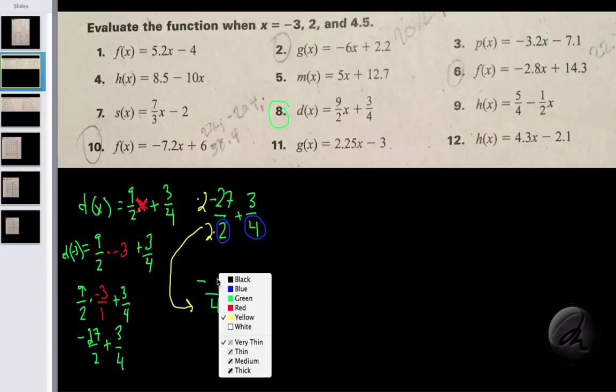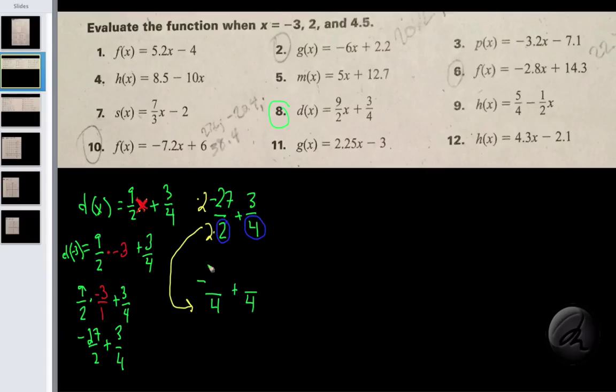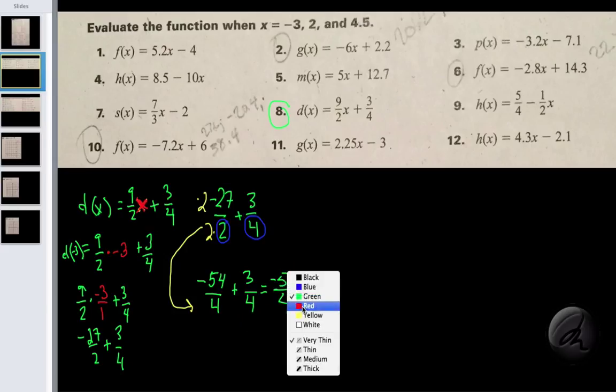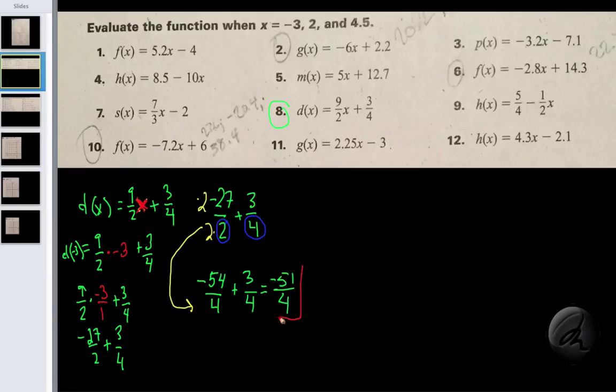That will give me negative 54, and then this one remained the same. So negative 54 plus 3 is negative 51, and then my common denominator is 4. And that is my answer, this right here. So that is what my answer would be for d of negative 3.